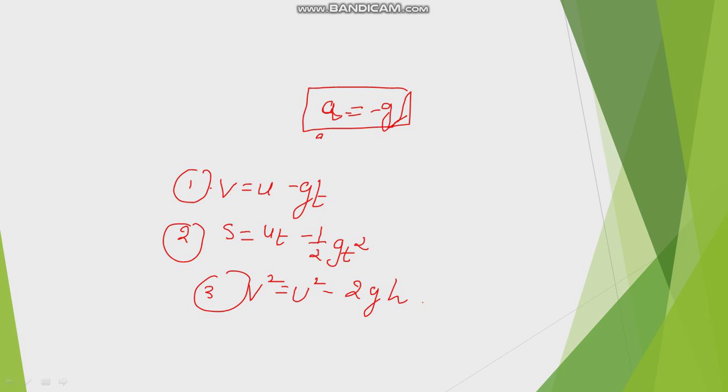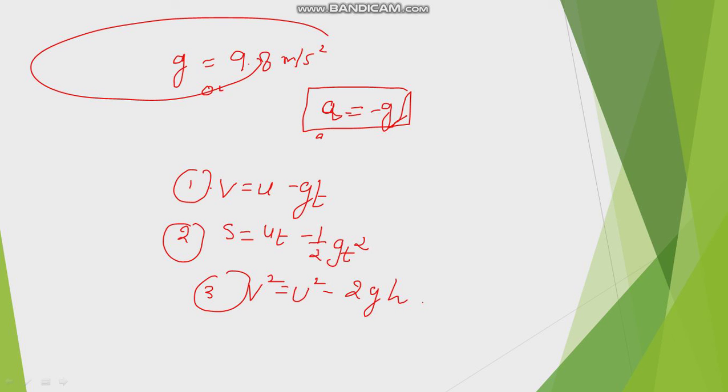And what is the value of g? You should know that g is the acceleration due to gravity, and on earth its value is 9.8 meters per second squared. On the moon its value is approximately 1.6, that is g by 6, but this is not important for us. The importance is only this 9.8 meters per second squared.